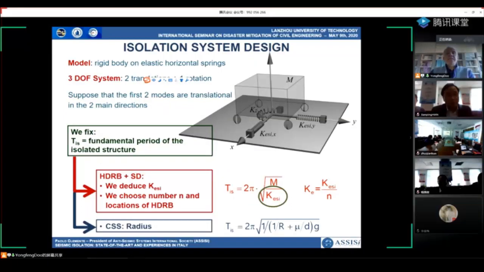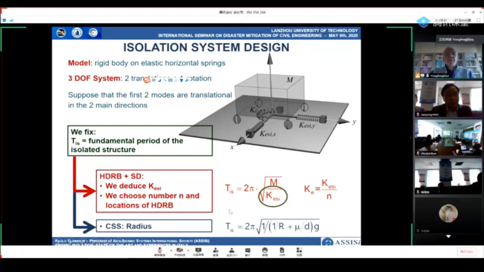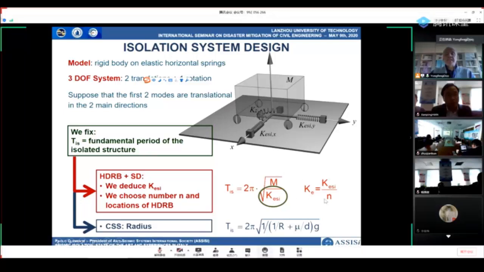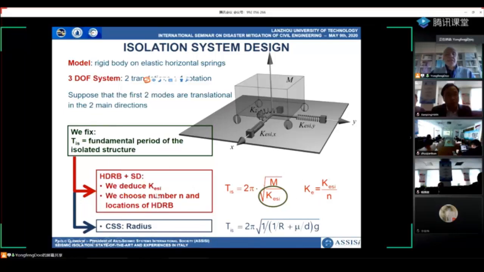For the preliminary design, we can use a very simple model of a rigid body on elastic horizontal springs. It's a 3-degree of freedom system, 2 translational and 1 rotational, and suppose that the first 2 modes are translational only in the main directions. From the period, we can deduce the total stiffness of the isolation system by this very simple formula, and then the stiffness of the single devices once n has been established.